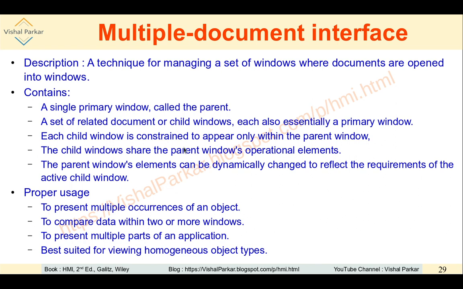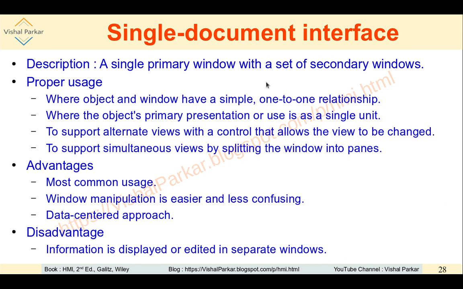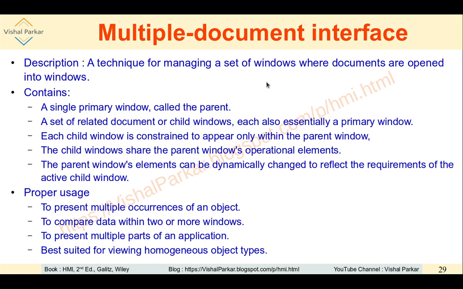So the contrast between this multiple document interface and single document interface is that in the case of single document, there will be only one primary window with a set of secondary windows. Here basically there will be multiple child windows available. That is the difference. One more application is to present multiple parts of an application, and it is best suited for viewing homogeneous object types, as I have just given the example of the spreadsheet where two spreadsheets can be opened in two different windows, child windows, and we can compare them.